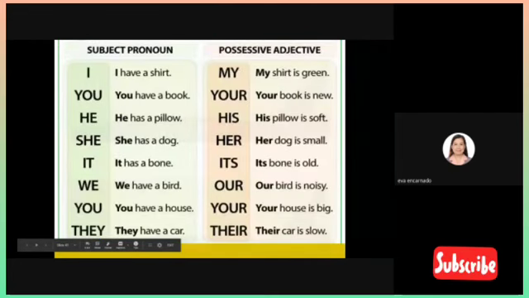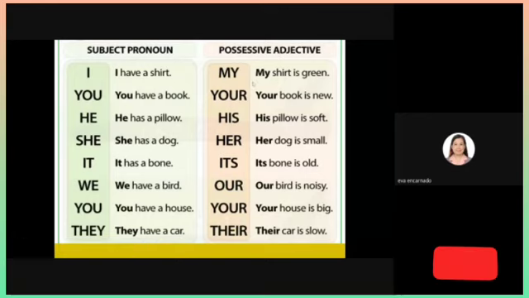Okay, example pa ng possessive adjective. My shirt is green. Your book, his pillow. Basta tandaan nyo, class, it follows immediately by a noun.